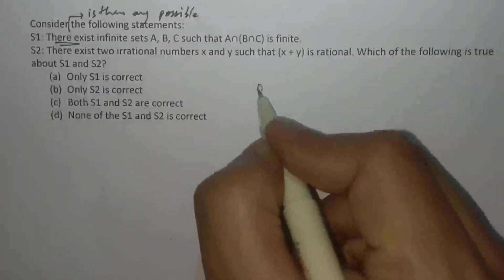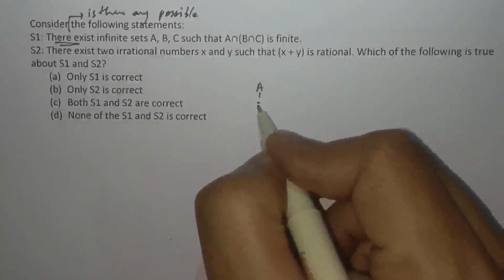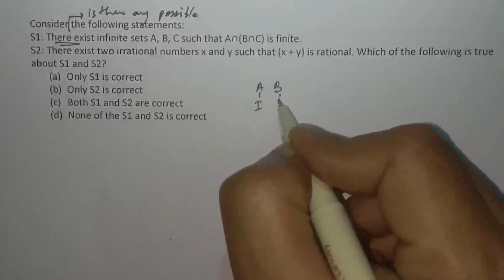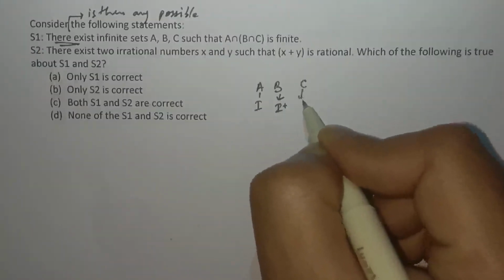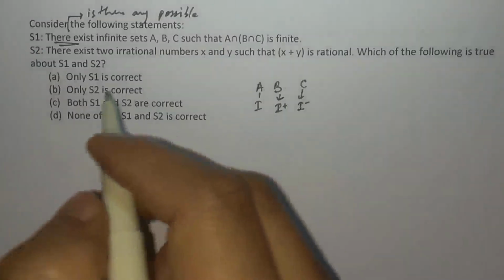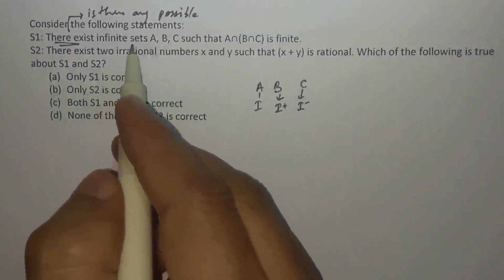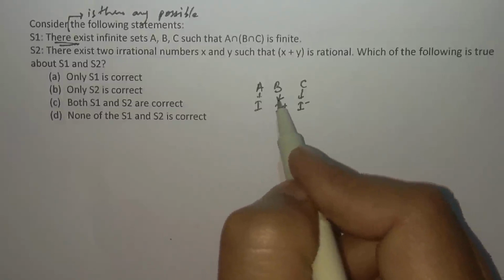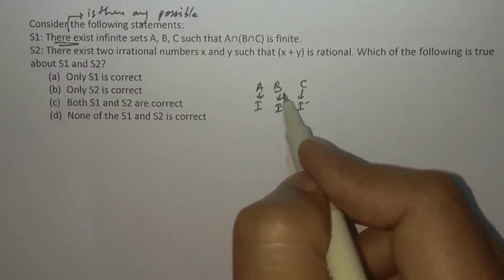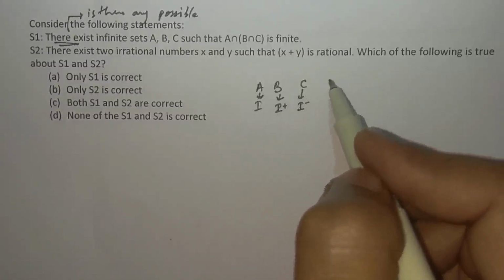Suppose that A is the set of integers, B is the set of all positive integers and C is the set of all negative integers. These A, B, C are infinite sets. I have taken an example of all infinite sets: A the set of integers, B the positive integers, C the negative integers.